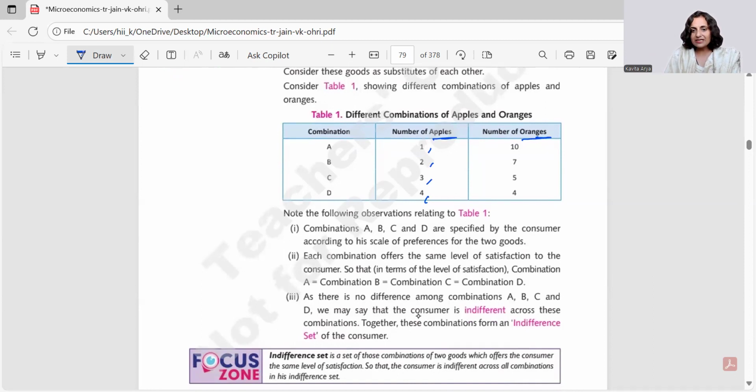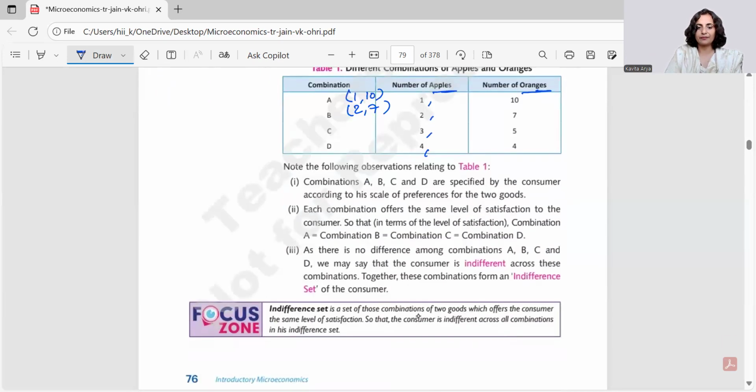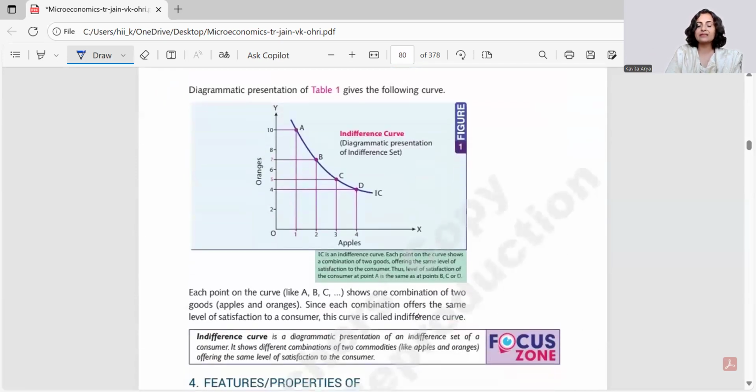When we are giving such a presentation, you can write the combinations in this format also: 1 and 10, 2 and 7. This representation also is good to go for. So these are the indifference bundles, or we say indifference sets. And when we plot this on a piece of paper, this becomes the indifference curve. Now let's understand how we make this curve.